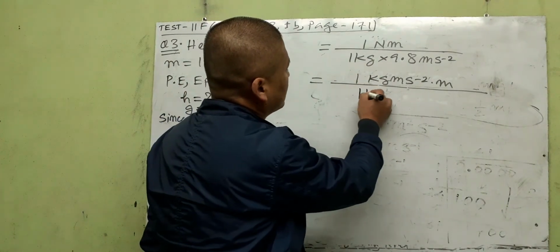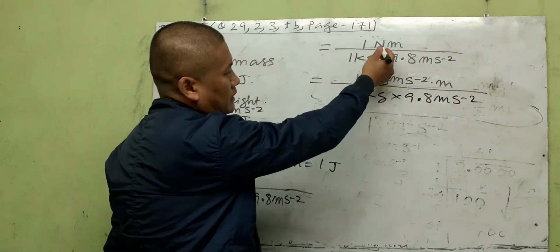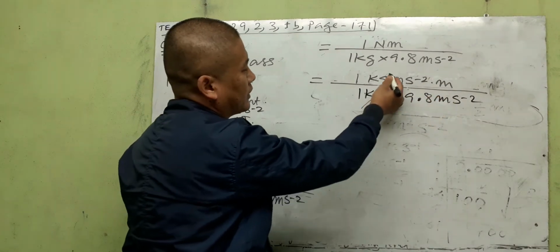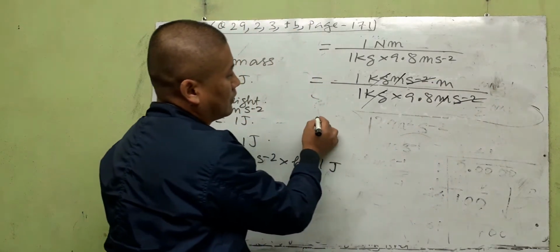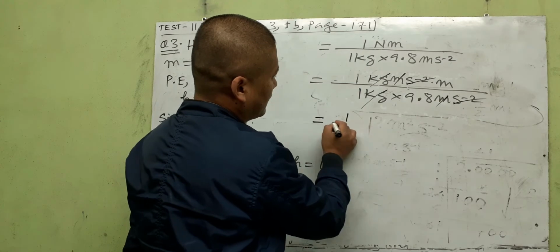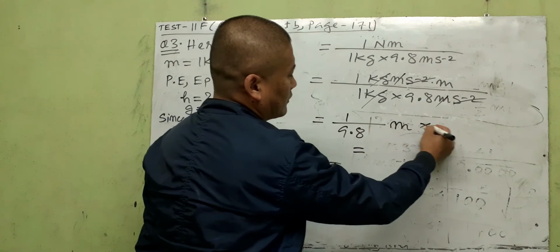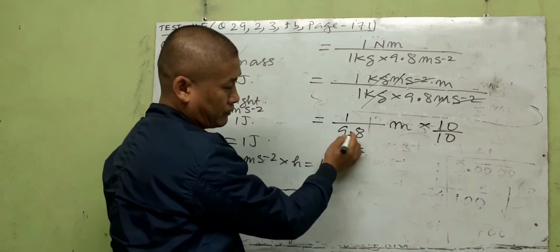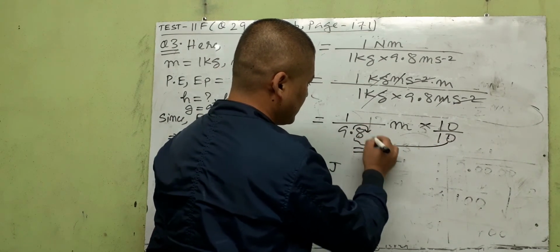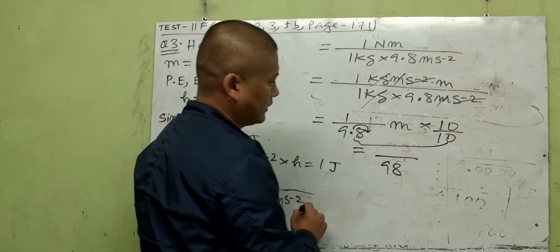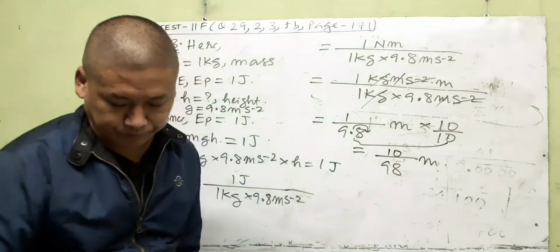So next here, 1 kg as it is, we write it there. 9.8 meter per second square. Why we did this conversion is because we can cancel out kg, kg. Meter and meter, second square, second to the power minus 2 gone. So we're going to be left with 1 divided by 9.8 and only meter left, which is the height above the ground. So one decimal place in the denominator, 0.8, so multiply by 10 to remove that. Then 0 will shift this decimal to the right, so it'll become 98. Then here 10 ones are 10. So 10 by 98 meter we're getting.